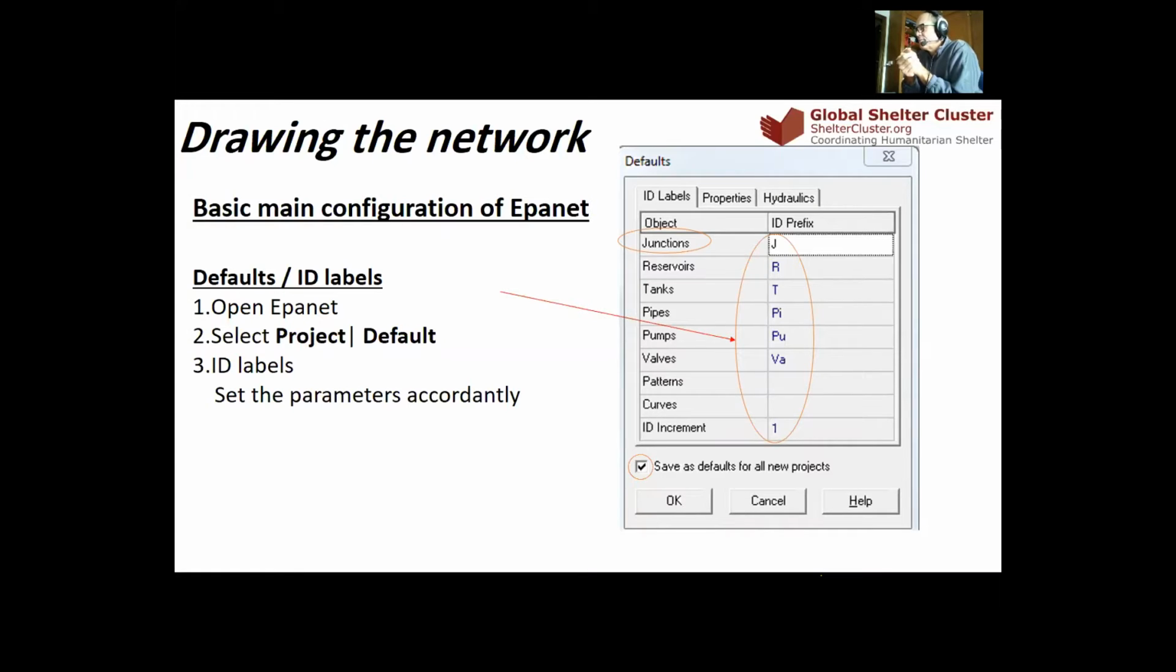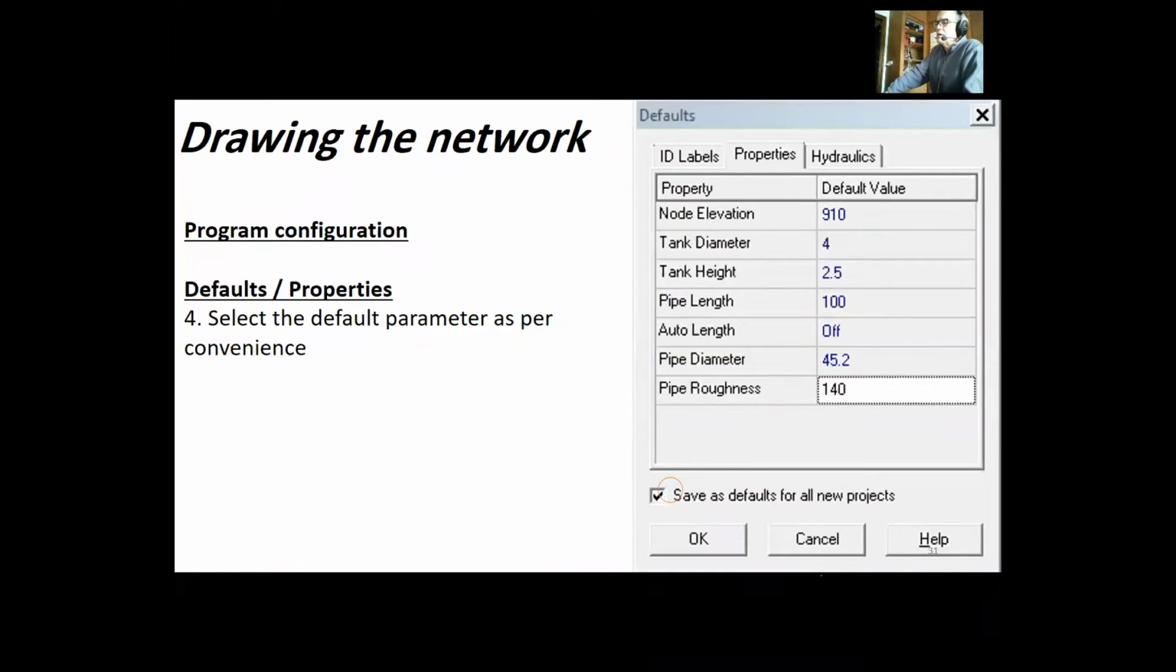Doing like that, when you add, let's say, a pipe, it will add PI1, PI2, PI3. If you don't put a prefix, it will just be the number, and then you might mix up pipe with pumps or pipe with reservoir because there is no prefix. So it's better to do the default, and then finally also save the system as default for all the projects.